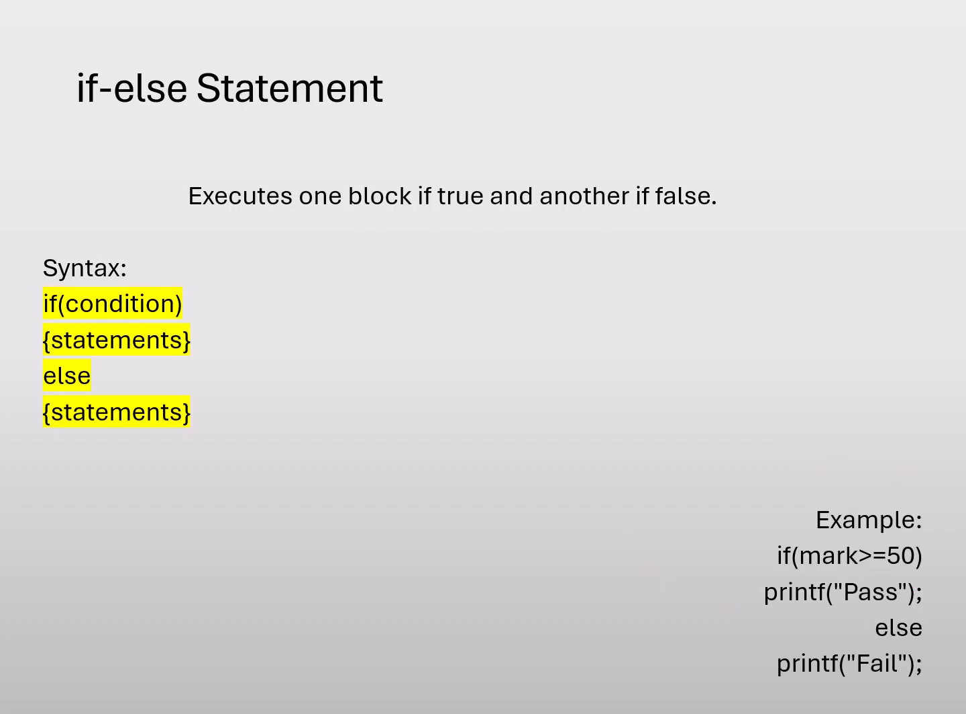Next, the if else statement executes one block if the condition is true. If the condition is false, another statement will be executed. For syntax, if the condition is true, statement 1 will be executed. If the condition is false, the else statement will be executed. Example: if the mark is greater than or equal to 50, the condition is true and the result will be pass. Otherwise, the else statement will be executed; if the condition is false, the result will be fail.